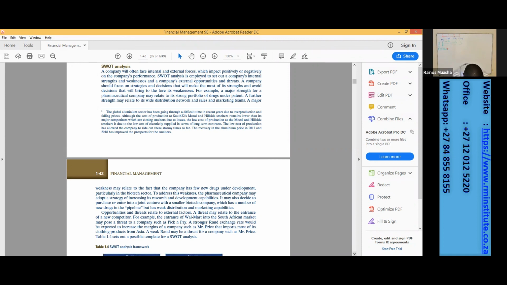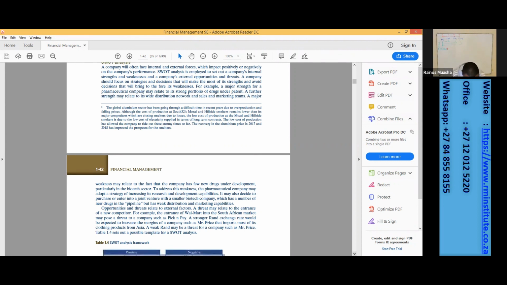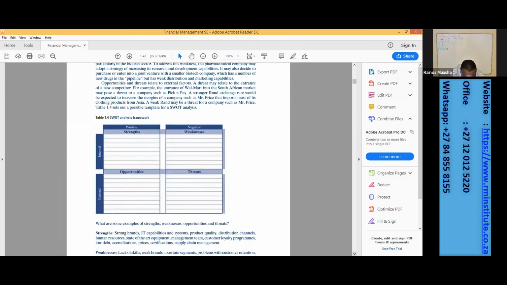So in this case, table 1.4 is the one that basically sets out, which means that if a company is now going to be analyzing itself, they are going to be looking at the strengths and the weaknesses, which are basically internal factors that the company is going to be assessing. Then they're also going to be looking at opportunities and threats, which are basically the external factors that the company is going to be assessing.